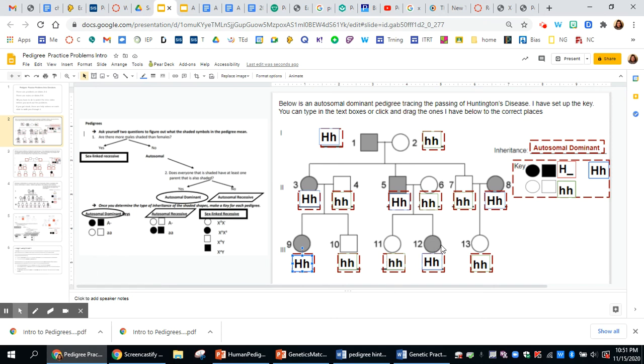Again, looking at what we're actually looking at here, we're saying that the shaded in shapes are autosomal dominant. So that means that all of these are going to have a capital letter, and autosomal means that it's not going to be linked to the X. It's going to be on chromosomes 1 through 22.